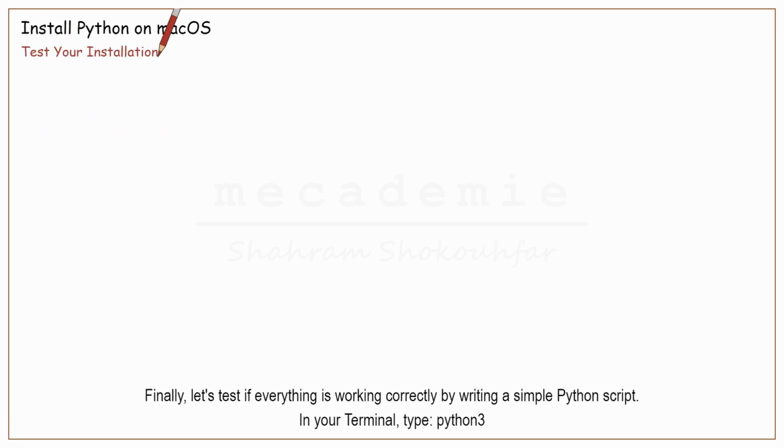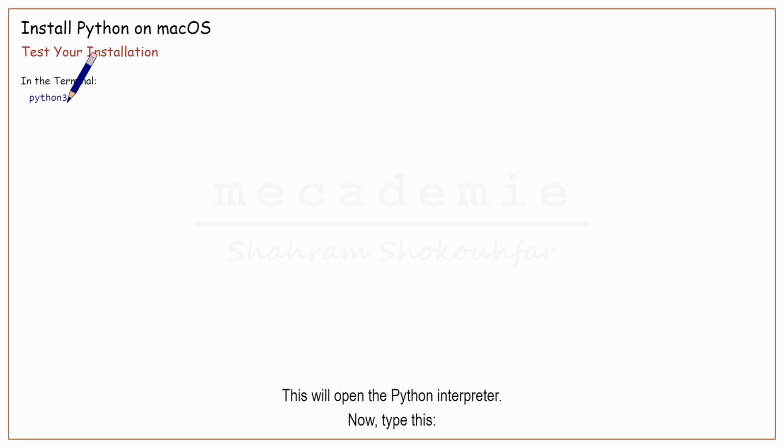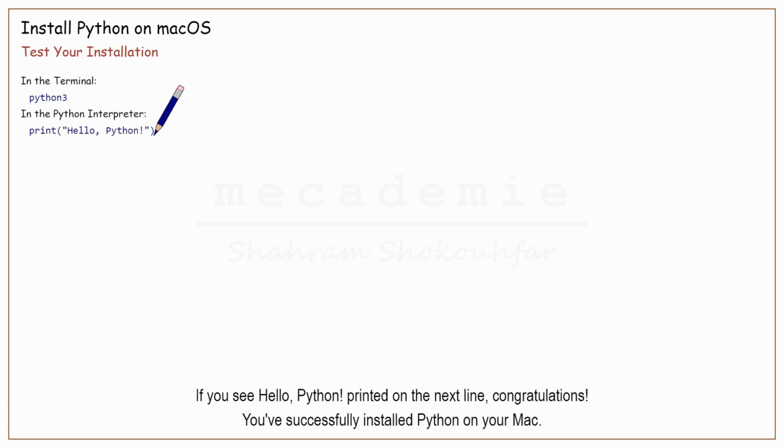Finally, let's test if everything is working correctly by writing a simple Python script. In your terminal, type python3. This will open the Python interpreter. Now type this. If you see Hello Python printed on the next line, congratulations, you've successfully installed Python on your Mac.